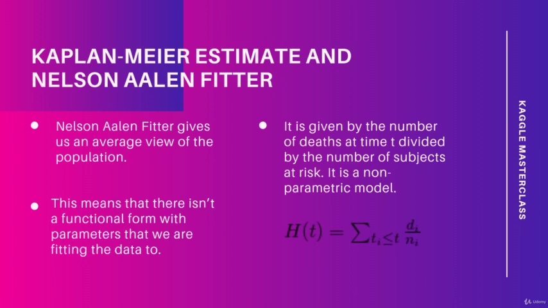The formula for the Nelson-Allen figure is given as follows. Here, Ni represents the number of subjects at risk prior to time t. Di represents the number of the event of interest at time t.